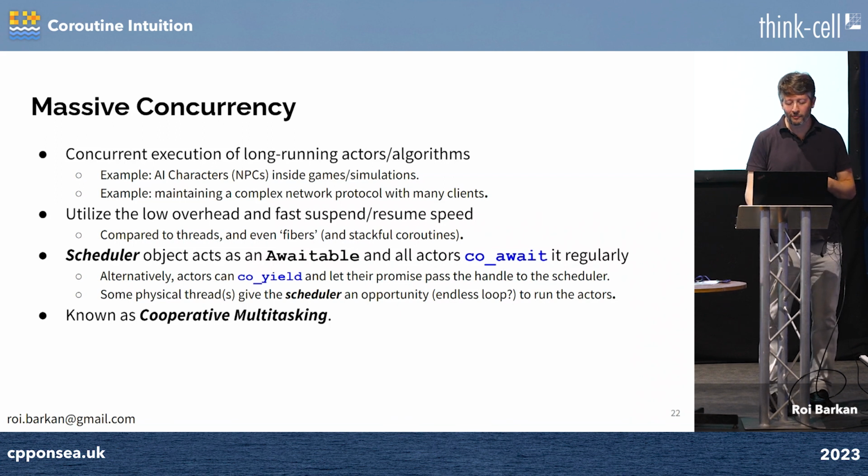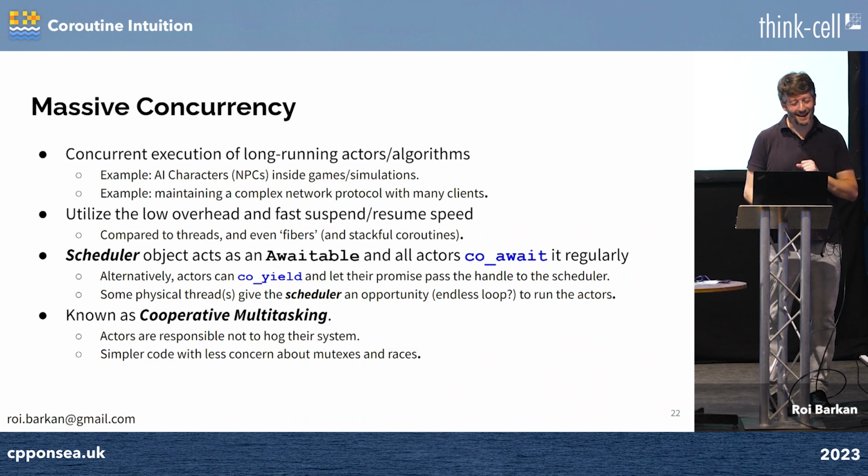And it's called cooperative because there's no way for the scheduler or the system to preempt or to stop an actor that's misbehaving and hasn't co-yielded or co-awaited the scheduler in a long time. The actors are responsible not to hog the system. If they do, they can mess things up for everyone else.